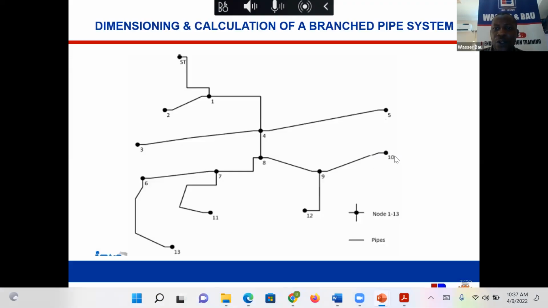node 12. Nodes are the points where, in conventional systems, people put a water meter. Assume the node to be the point of putting a water meter, because if I put a water meter here, it will take the reading of all the people along this corridor. If I put the water meter here, it will give me the reading of all the people attached to this, and so on and so forth. So look at it that way.